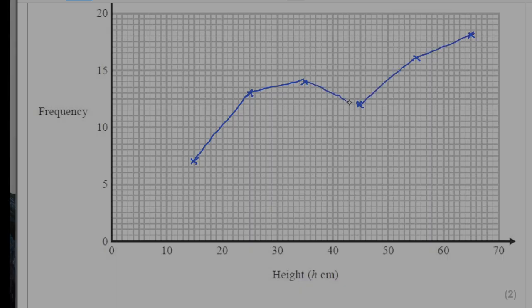So that's going to be roughly my frequency polygon. Obviously, you should use a ruler for that, though.